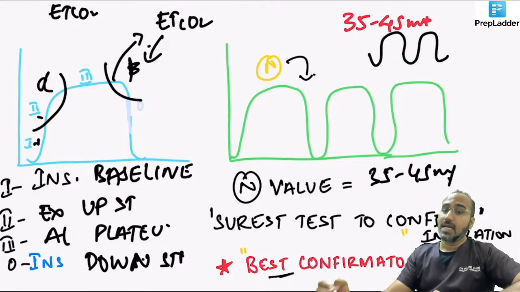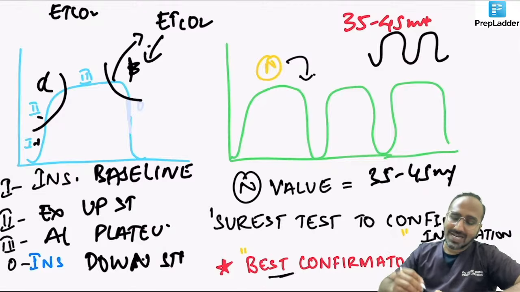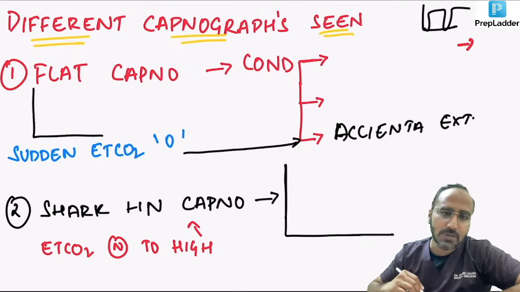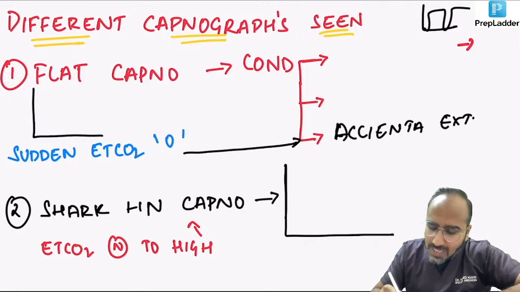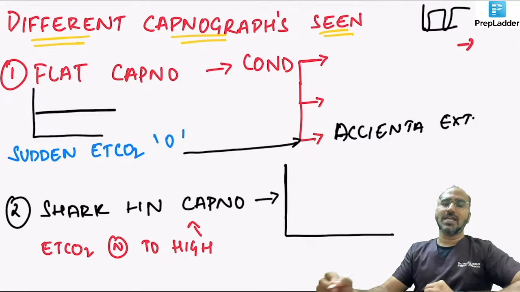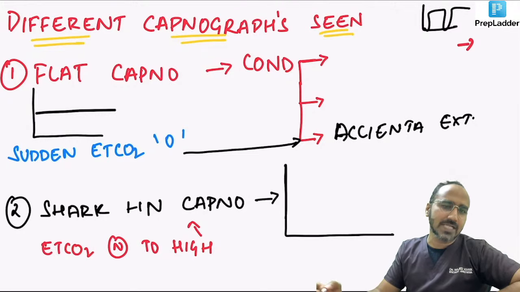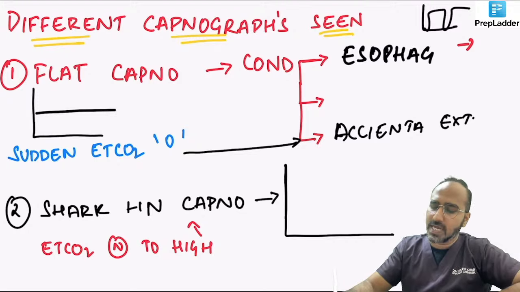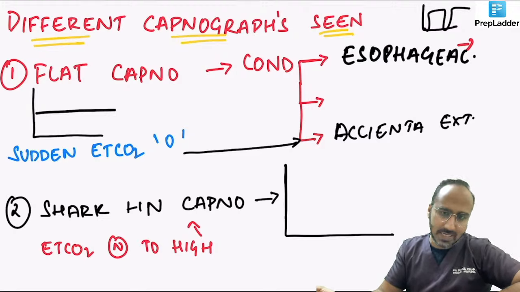Okay, but after intubating, if you get some different graphs, then what you will get? After your intubation is done, if you get an EtCO2 like this, is there any graph coming? No. You are seeing a flat EtCO2. What does it indicate, guys? Flat EtCO2 means what? You are not in the trachea, you are in the esophagus. Esophageal intubation, you will see a flat EtCO2.